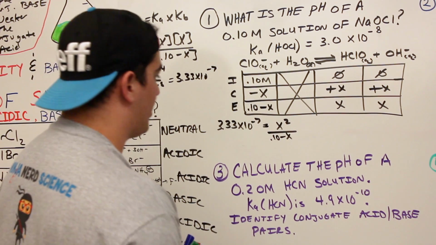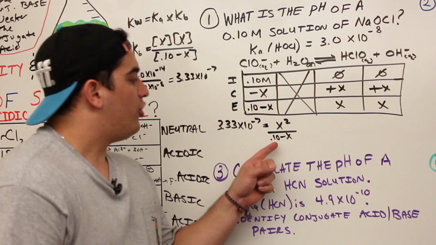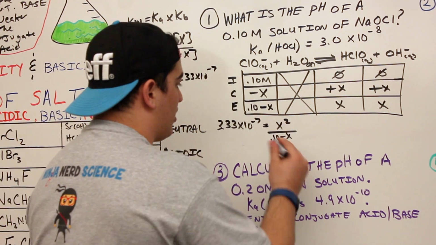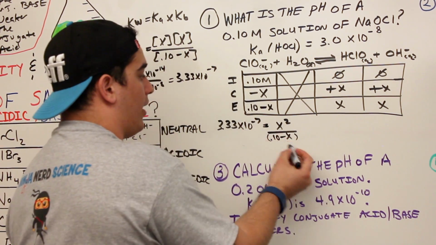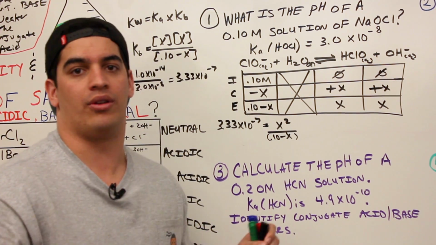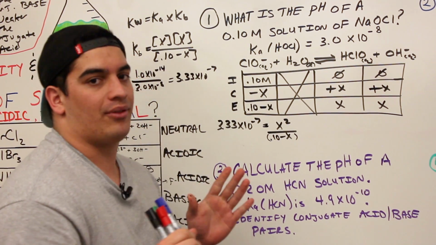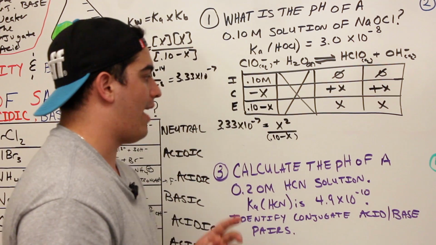Okay, here's where it's going to get a little different. If I multiply this out and cross multiply, I'm going to end up having to do the quadratic formula. I don't want to do the quadratic formula. I don't like doing that. Sometimes you might have to, but in this case, let's see if we don't have to.